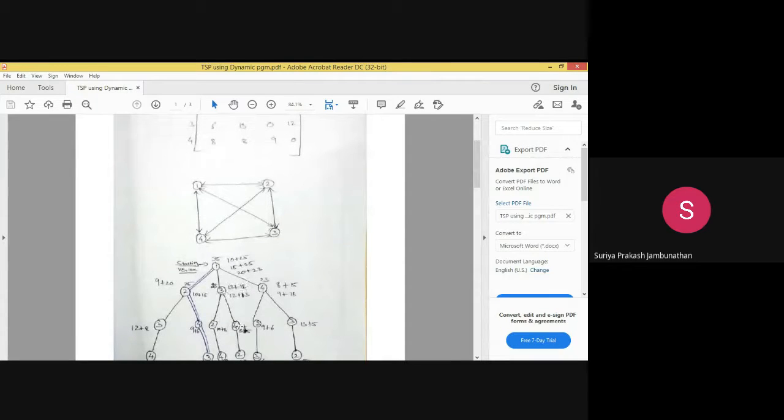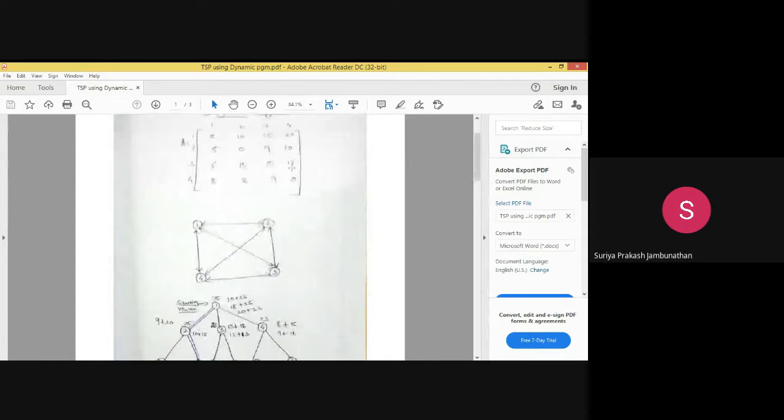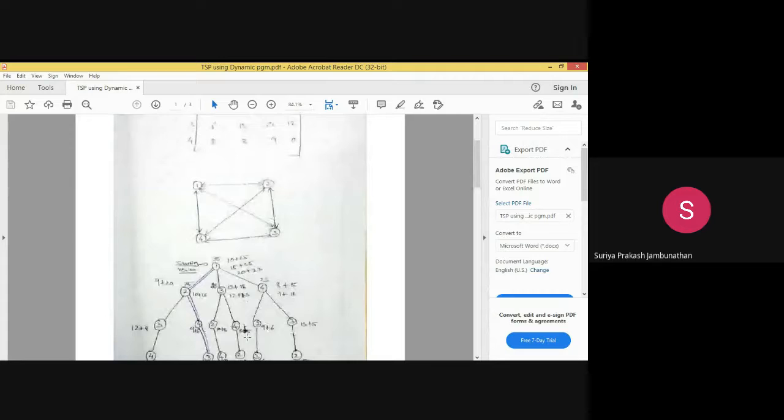So another way, 3 to 4. 3 to 4, what are we having? The distance from 3 to 4 is 12. 12 plus 8 plus 5. 8 plus 5 that is 13. So 12 plus 13 we are putting here.